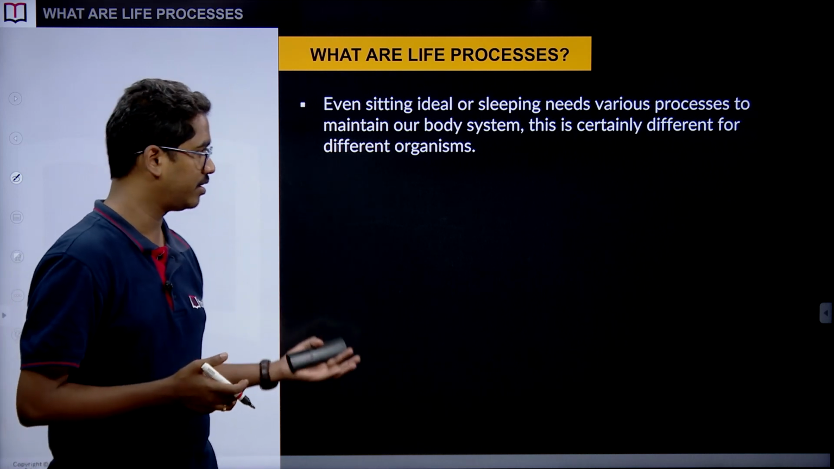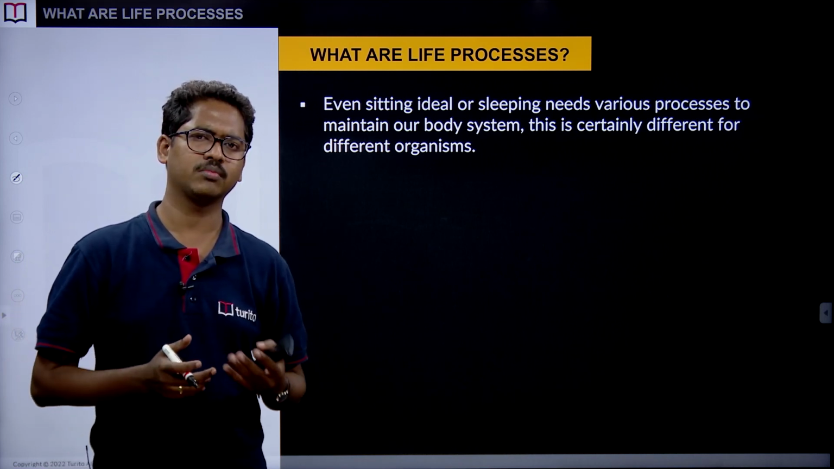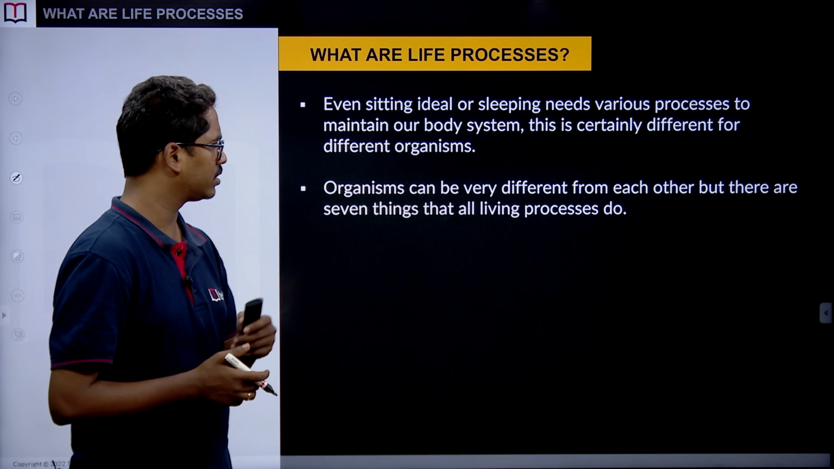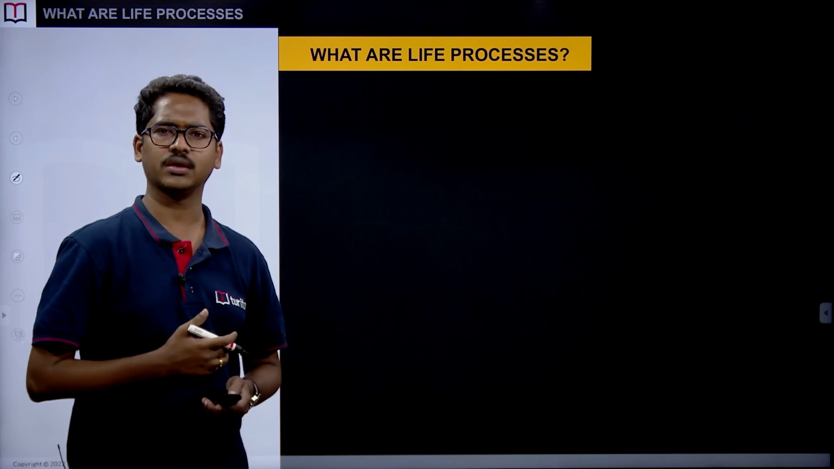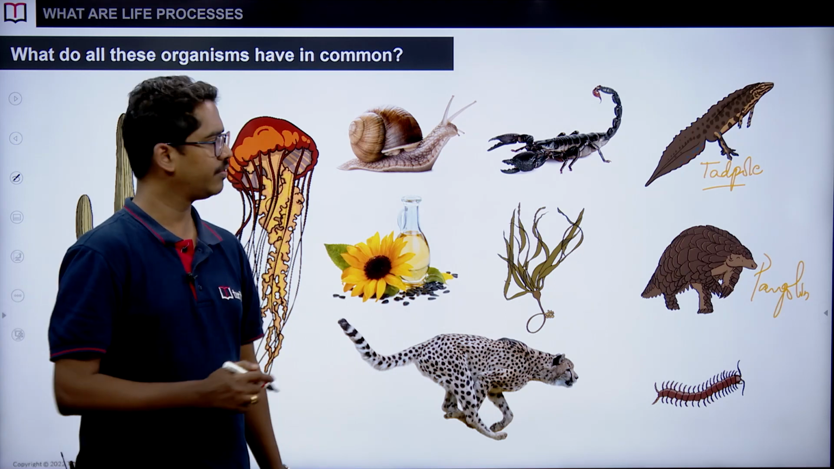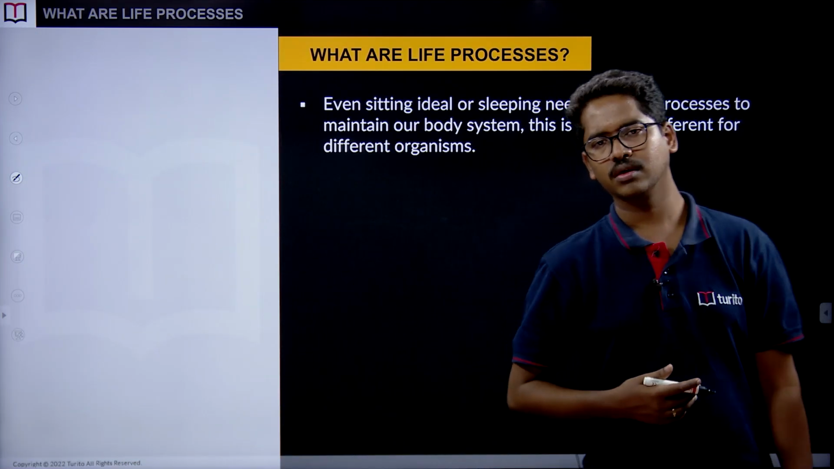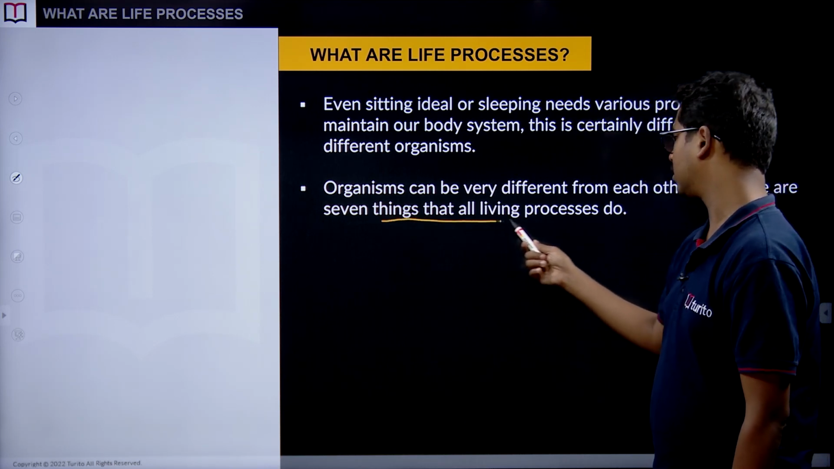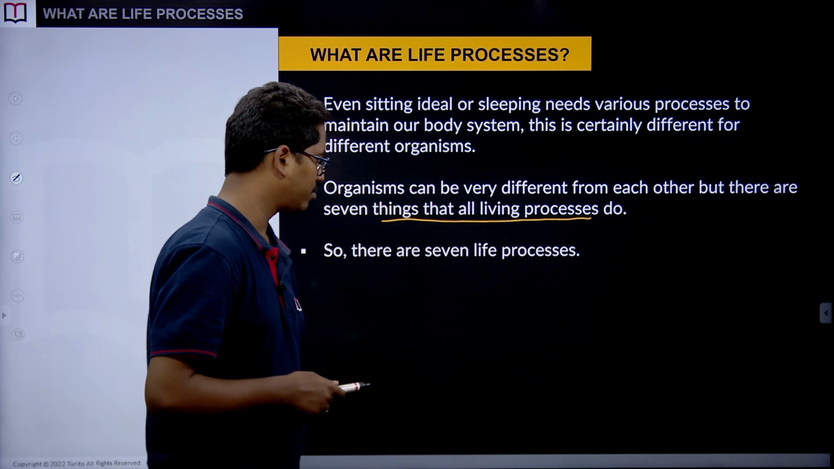So the system is designed in such a way that even when we are sleeping, we get disturbances and some dreams, and you wake up suddenly in deep sleep. Those things are happening. So organisms can be very different from each other. Of course, we have just seen in the previous slide that organisms are completely different, right? Even though we were trying to find a common point among all of them, there is a whole lot of big difference we can see. But there are 7 things that all living organisms have to do. Those 7 things are nothing but the life processes.